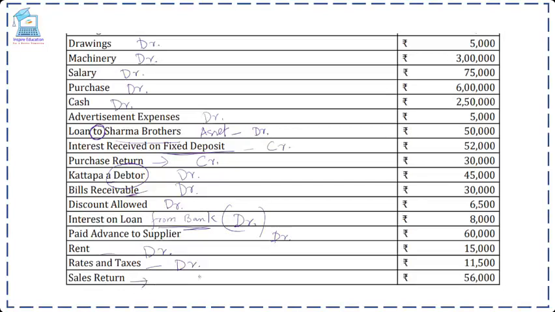Sales return: when we sell goods, goods are going out. Now those goods are returned by the customer, so we are receiving them back. So it is debit. So, clear?